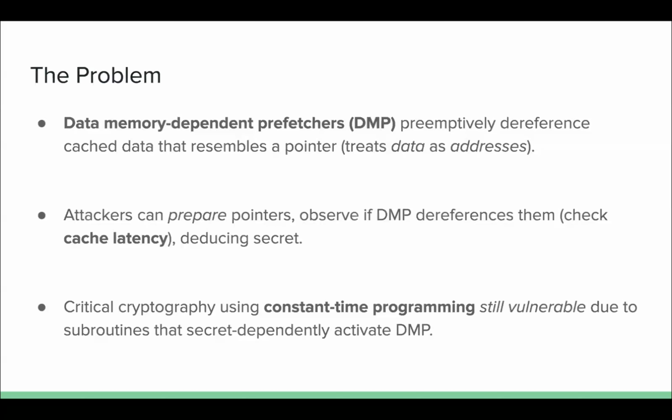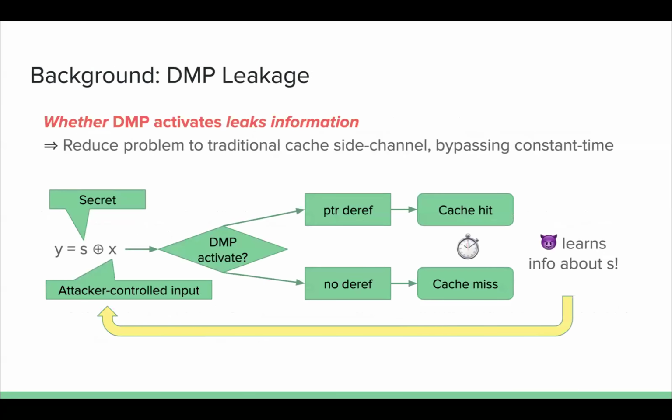This is a problem because although many state-of-the-art cryptographic software use constant-time programming, they're still vulnerable to this new avenue of information leakage. Although the algorithm may not depend on the secret directly in terms of the time executed, whether or not they activate the DMP might still depend on the cryptographic secret, and the attackers can use this to deduce information about the secret, which is what this paper is about.